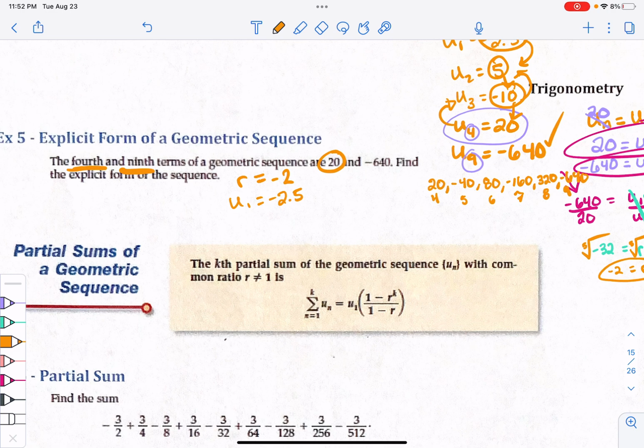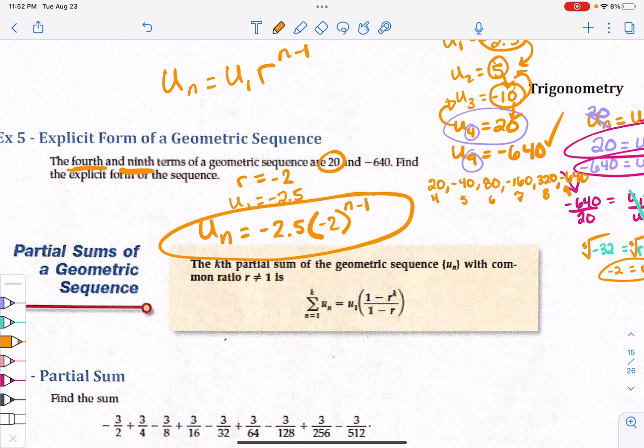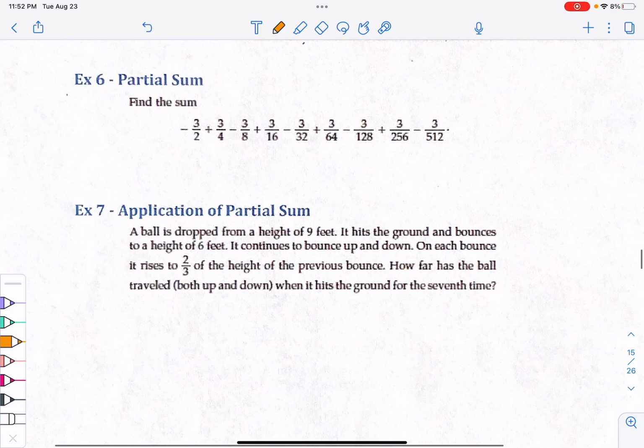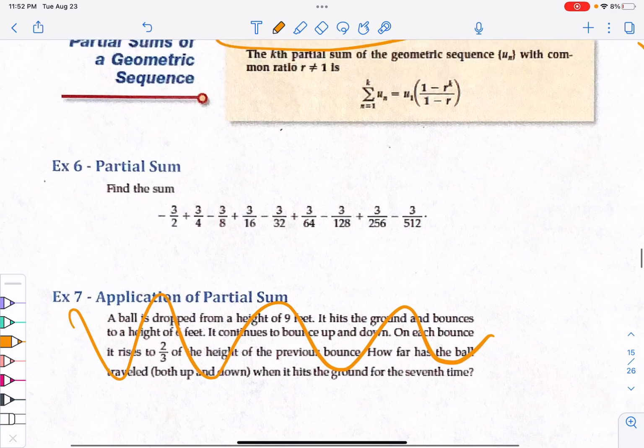So then your explicit form, again, is u sub n equals u sub 1 times r to the n minus 1 power. So all we do is plug stuff in. U sub n is negative 2.5 times negative 2 to the n minus 1. And this is your explicit formula, okay? All right, we will do example 6. We'll just skip example 7 because we're running long, okay?